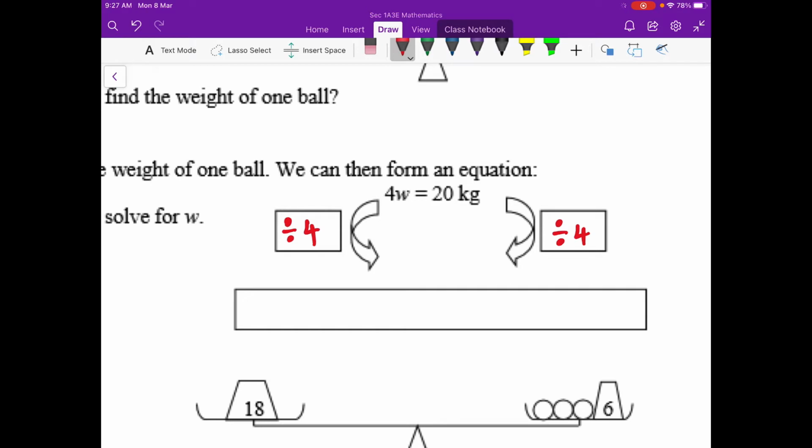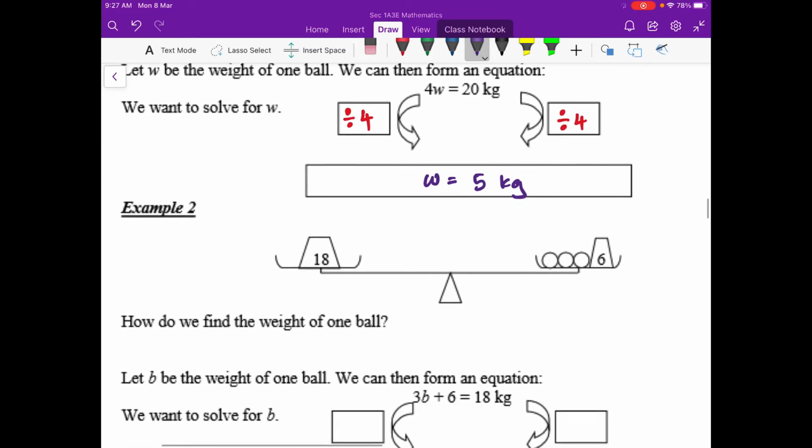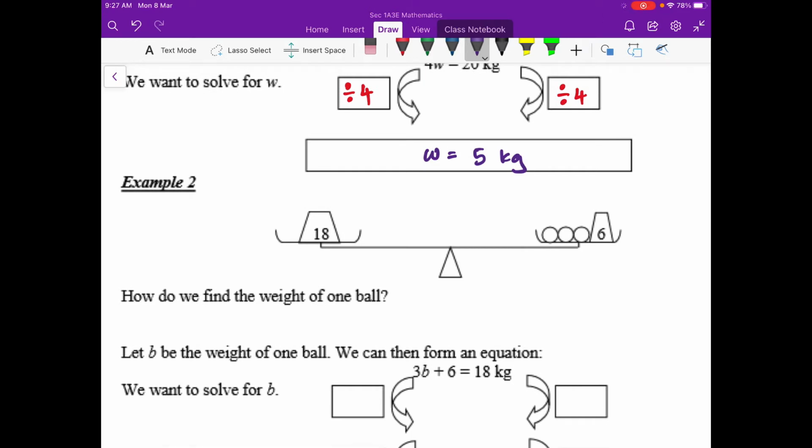Therefore, leaving us with W equals 5 kg. Okay, now we have the next example over here. 18 and 3 balls with a 6. So how do we find the weight of one ball?